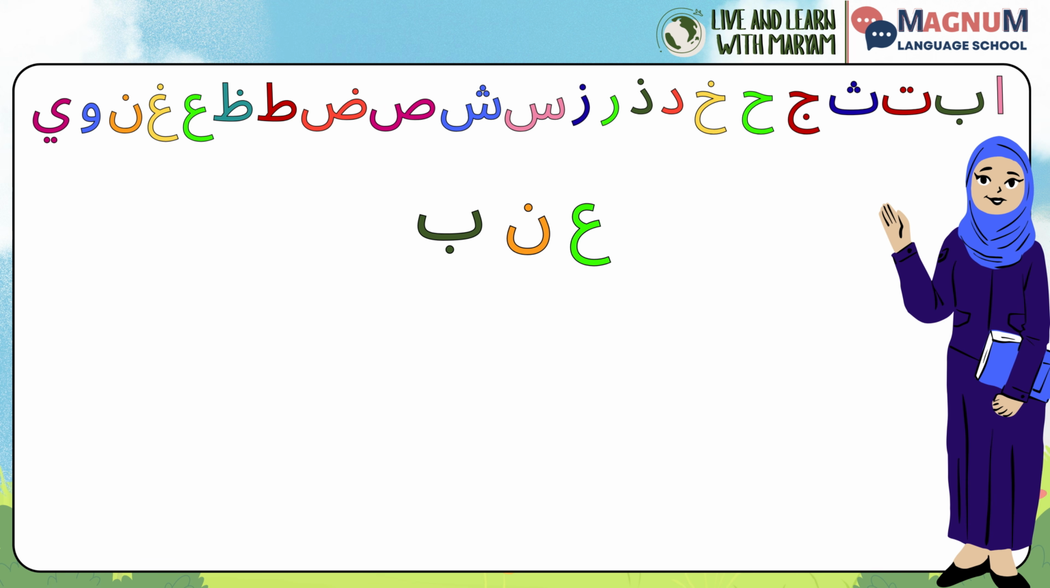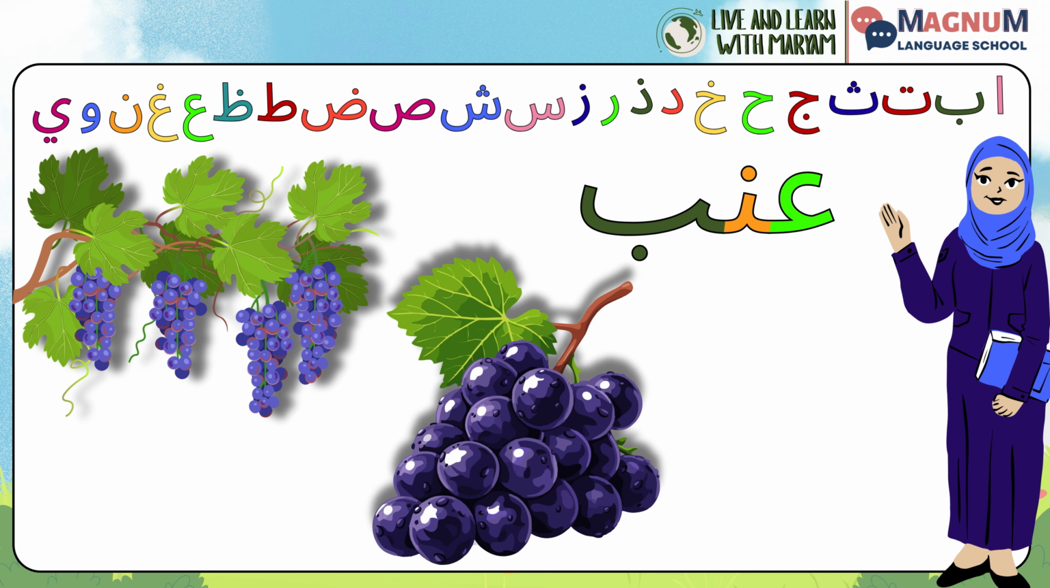Ayin is in the beginning, taking the leader position shape, losing its big lower bowl, and keeping only its small crescent bowl intact. Next is noon in the middle, taking the bridge position with its one dot on top. Ba is at the end, taking the finisher shape, stretching its right hand back to connect with the noon and showing its full boat shape. This word is inab. Inab means grapes.